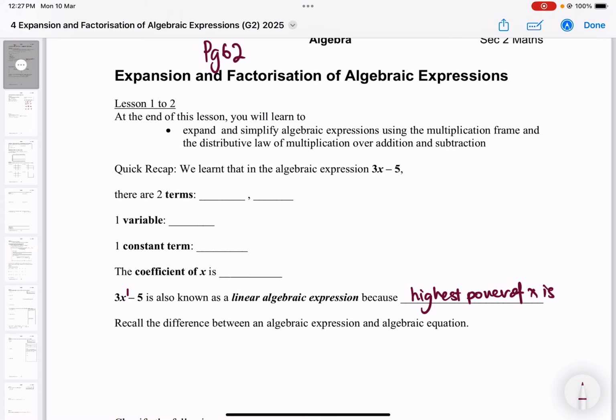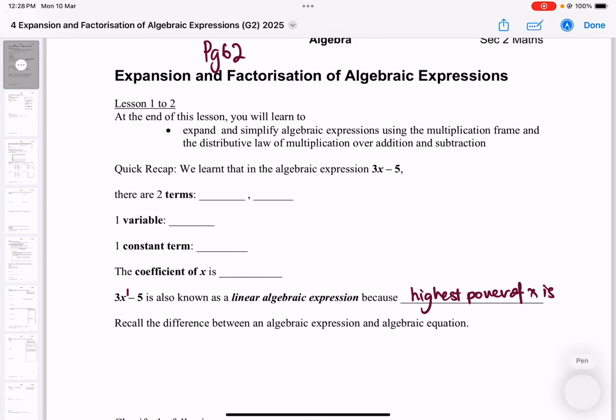These are some of the terms that we have learned in Sec 1, so it's a quick recall of these things. So firstly, what do we mean by terms? Now in an algebraic expression, terms are separated by plus or minus. So you can see that there's a 3x here and there's a 5 here, and that is separated by the negative sign. So that means there are two terms in this algebraic expression.